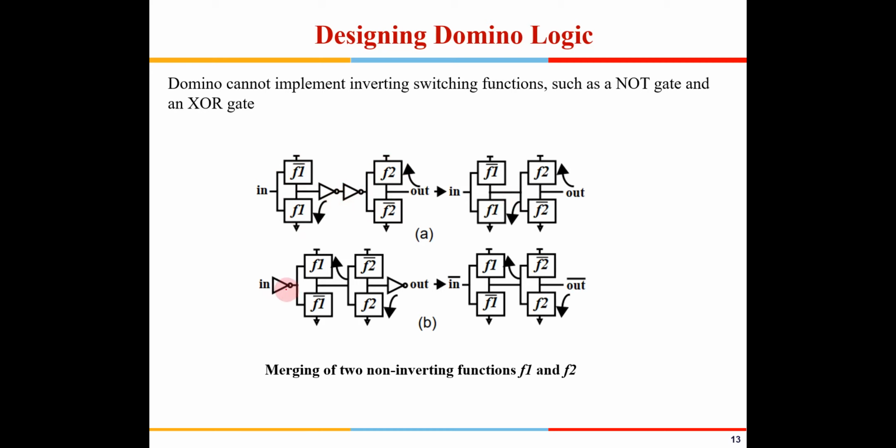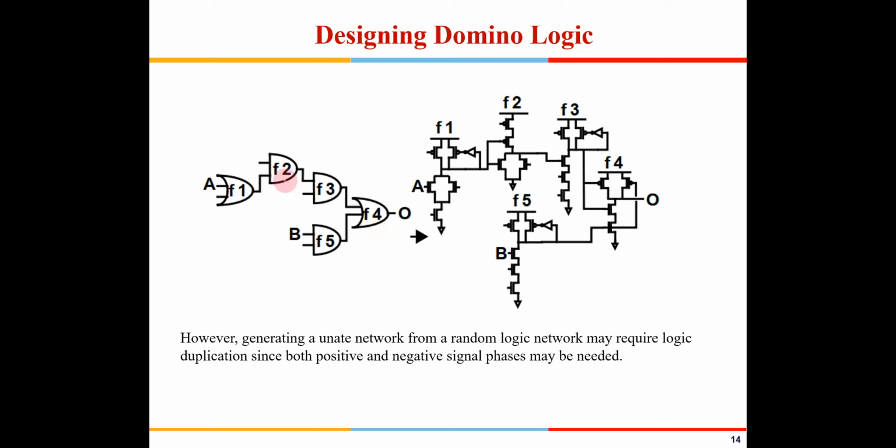Okay, similarly in this case, this is in and this is out, so this becomes in bar and out bar. So you can cascade two inverting functions out here, and remove these two inverters. Okay, what I am coming to will be clear in the next slide.